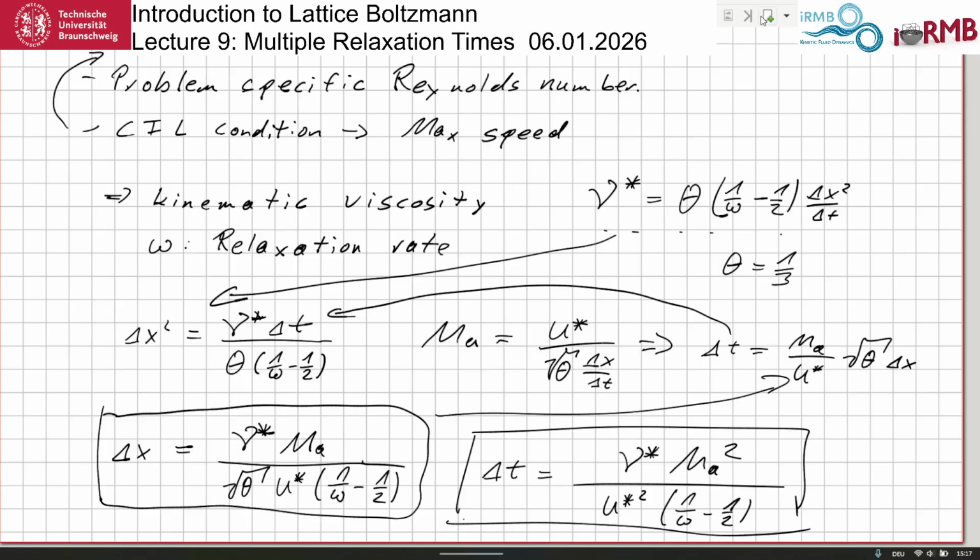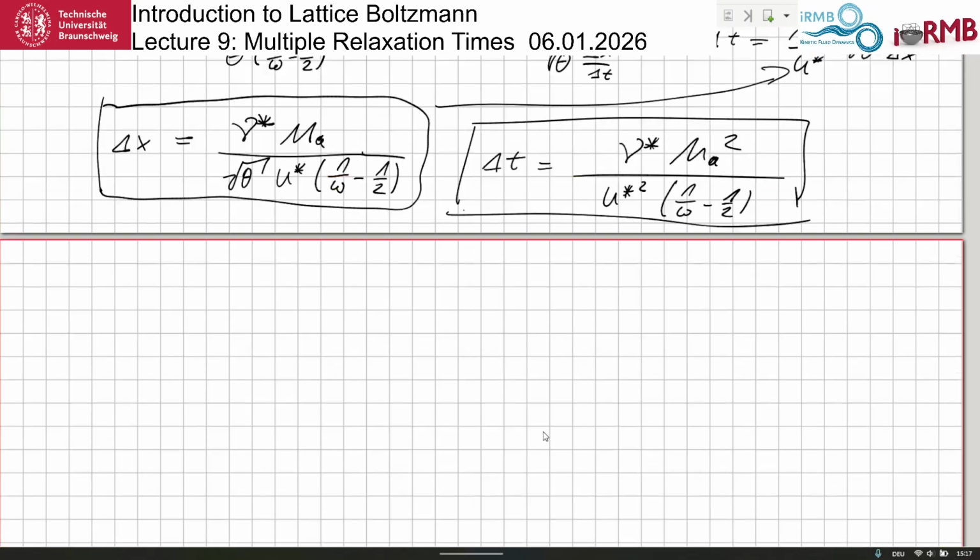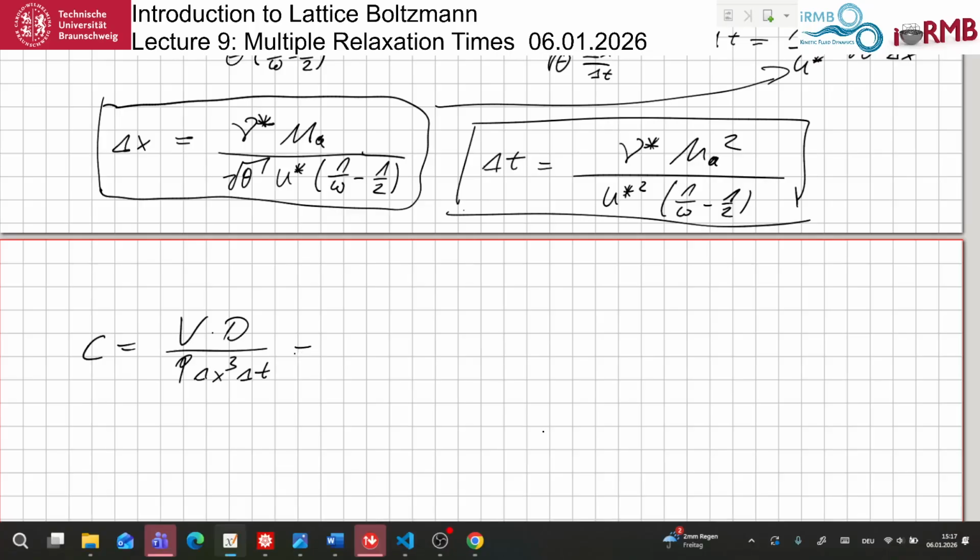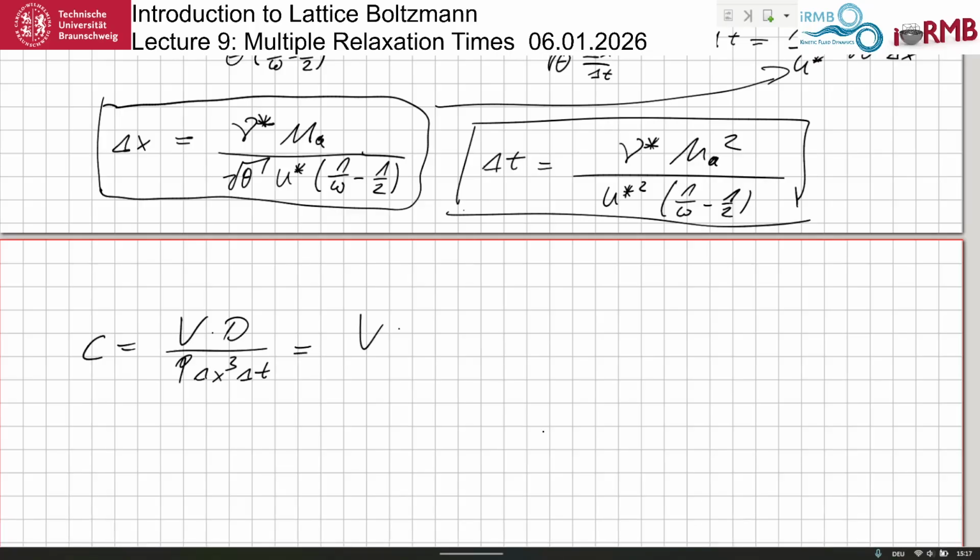So what does this mean for our cost? If we want to have cost in terms of these things, cost was the volume and the duration. There's a performance that depends on your implementation, delta x squared delta t, and this will be volume times duration divided by P, now by performance. And here comes what we just computed.